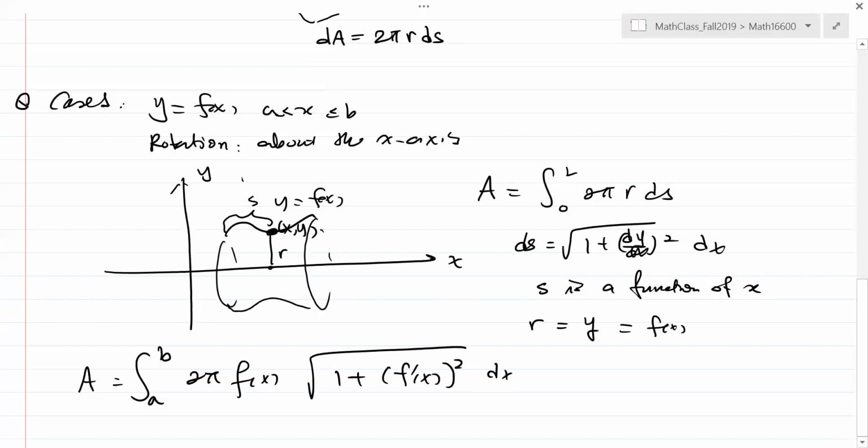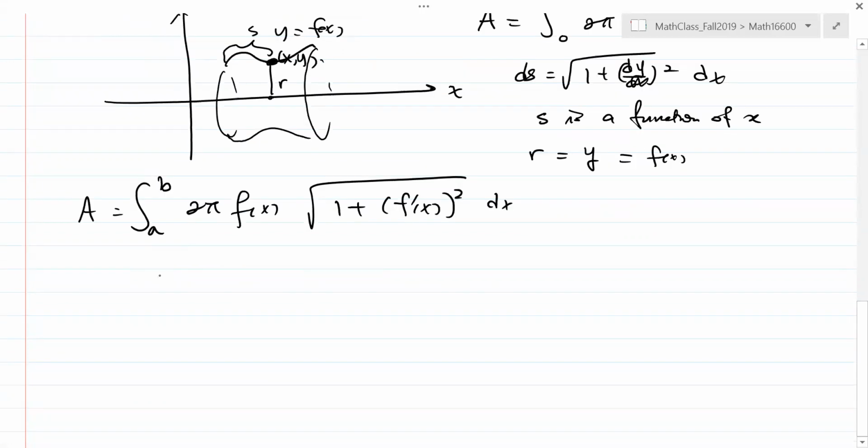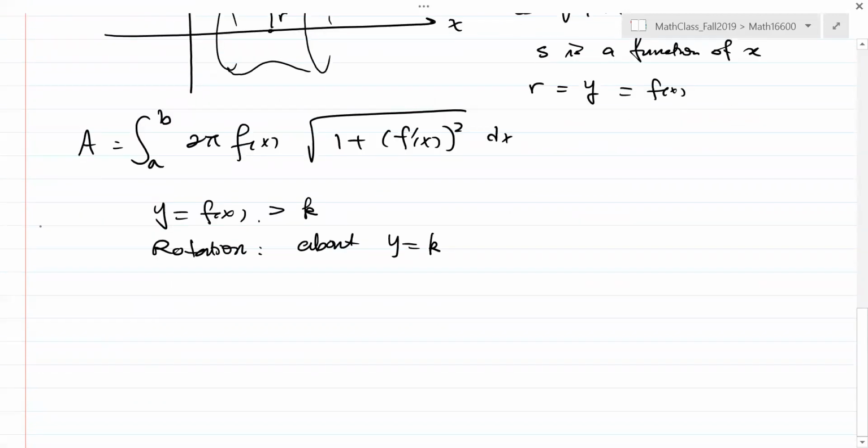Okay. For example, if the rotation is not about the x-axis, but about another horizontal line. Think about that, right? If it's the same problem, y equals f of x, but the rotation is about y equals k. Okay. We assume that f is greater than or equal to k. Otherwise, I cannot make a rotation.